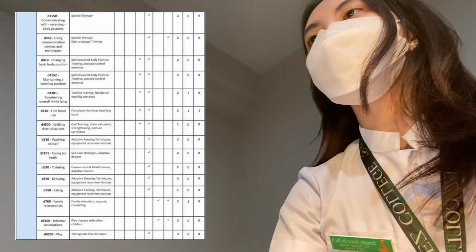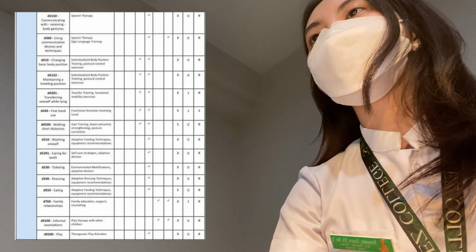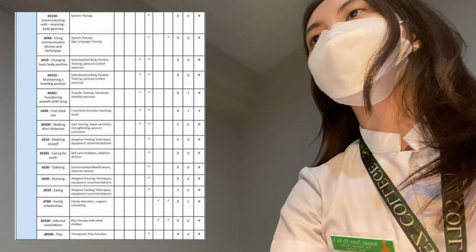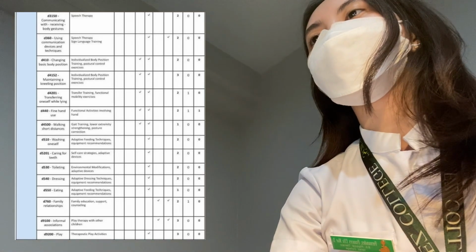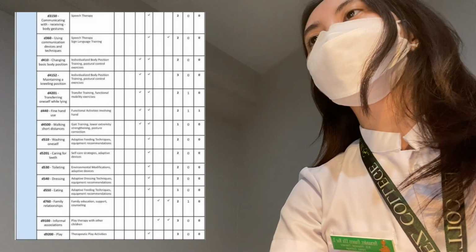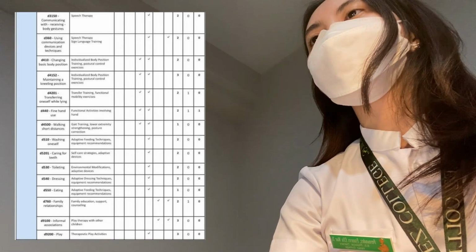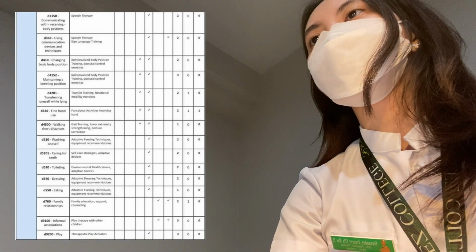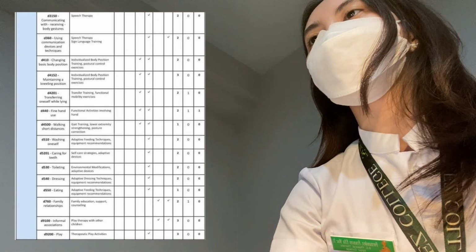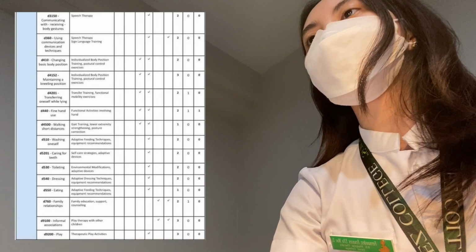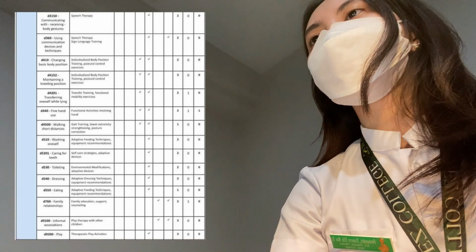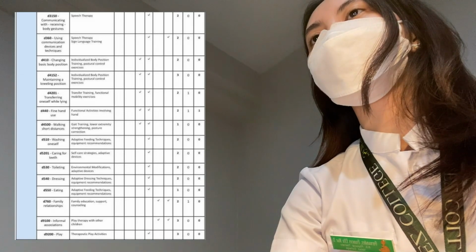We also have D530 for toileting, environmental modifications, adaptive devices, with the first value of 2 and the rest is 0. We also have D540 for dressing, adaptive dressing techniques, equipment recommendations, with the first value of 2 and the rest is 0. We also have D550 for eating, adaptive feeding techniques, equipment recommendations, with the first value of 1 and the rest is 0.